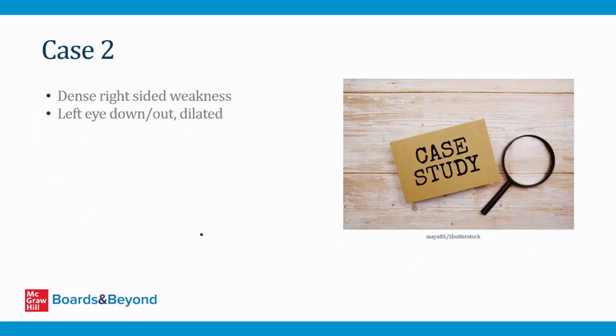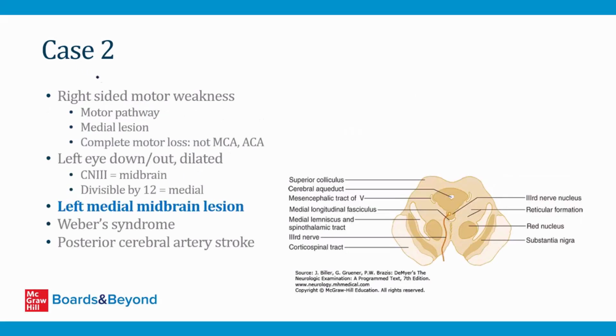Okay, let's do another case. For simplicity's sake, I won't write it out like a long stem. I'll just give you the key features and we'll go through them together. So imagine someone presents with dense right-sided weakness, and the left eye is down and out and the pupil is dilated. Okay, so let's break it down.